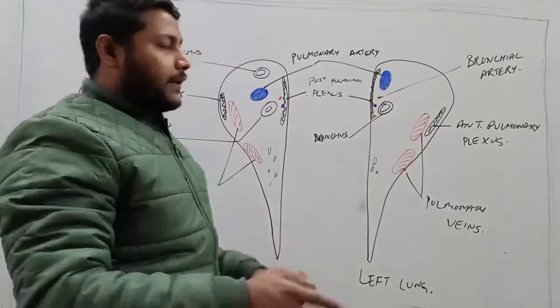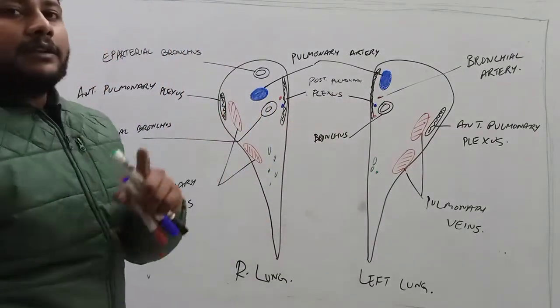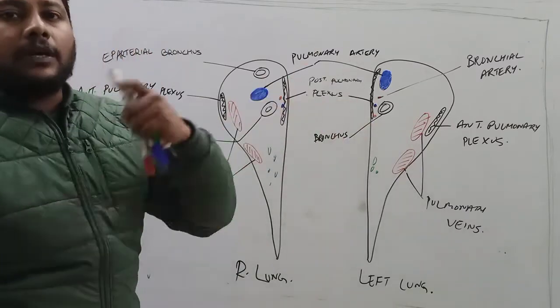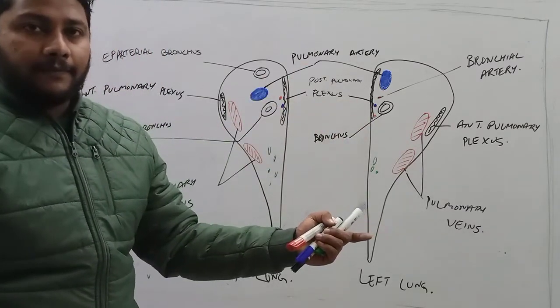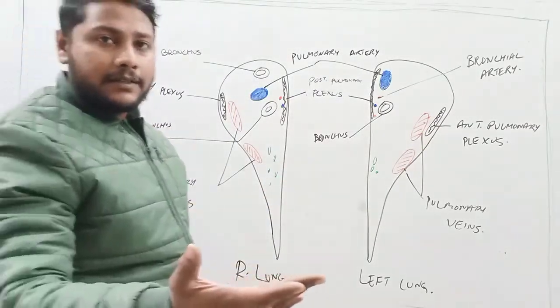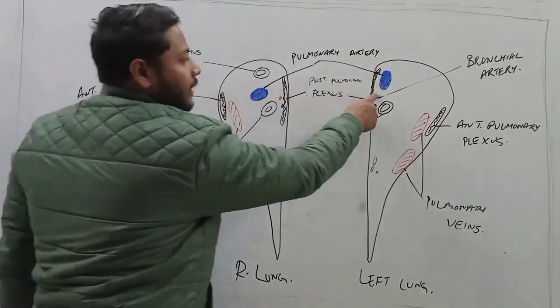Usually there are two bronchial veins on both the sides. The right bronchial veins directly drain into the azygous vein, whereas the left bronchial veins drain into the hemiazygous vein. Okay. Next, if we look at the nerve supply of the lungs, we can see that there are two pulmonary plexus.